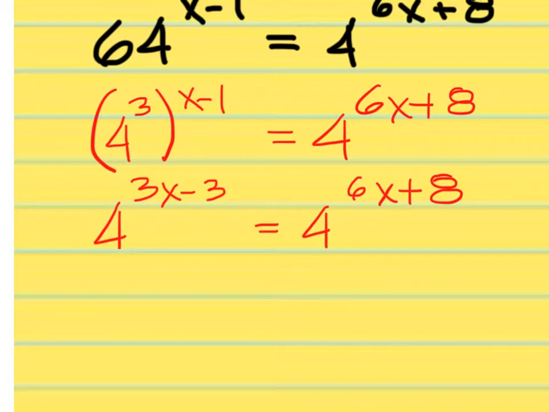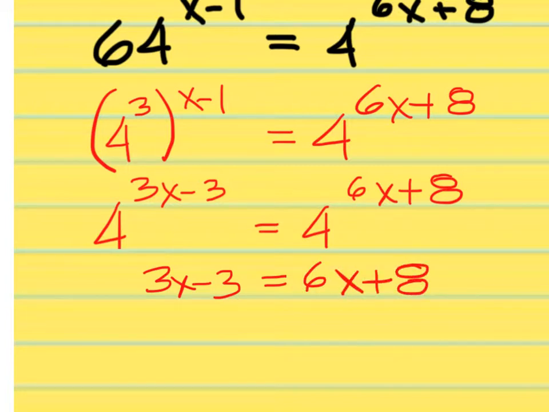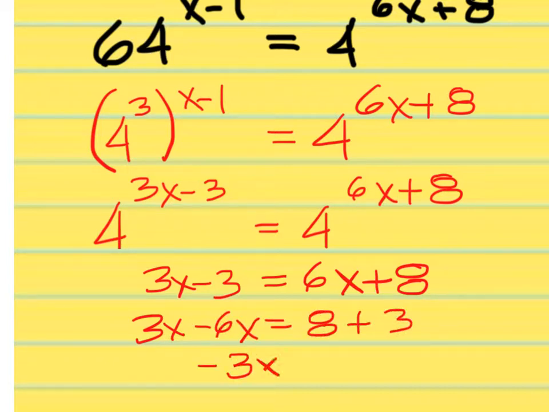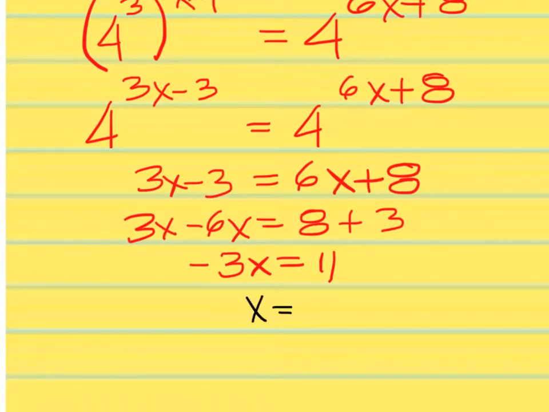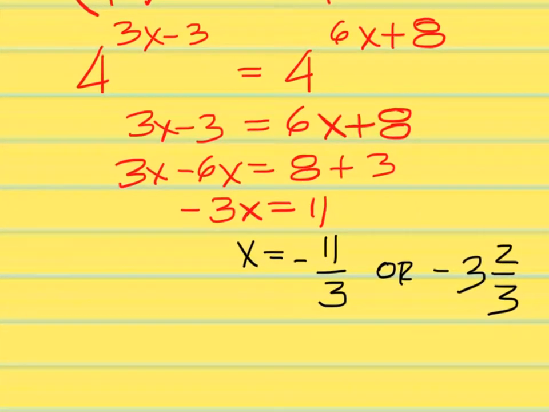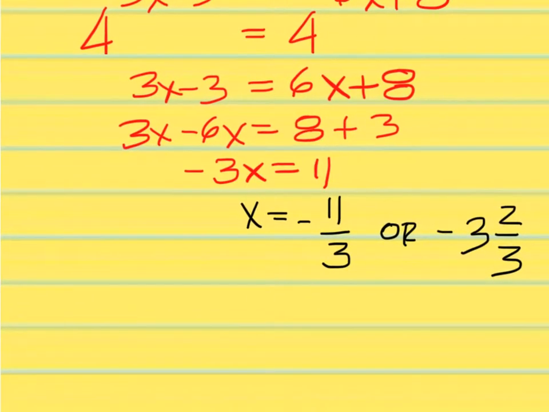So it's going to be 3x minus 3 equals 6x plus 8. And of course you'll have 3x minus 6x and 8 plus 3, which is going to be a negative 3x equals 11. And it comes out to be a fraction. Negative 11 over 3, or negative 3 2/3, or negative 3.67 if you round to the hundredths place.